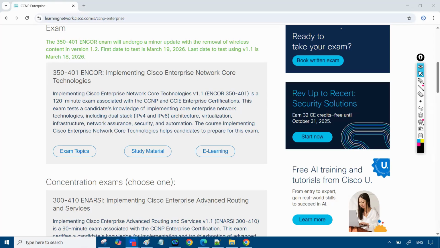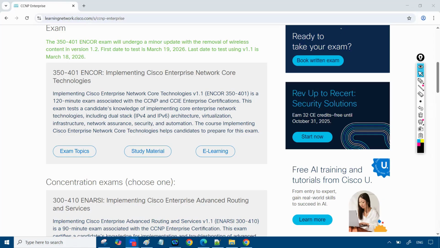So let's understand what syllabus and topics we have in the enterprise core, and how you can pass these examinations as well. This examination is 120 minutes long. It's totally objective questions. Sometimes, if you are very unlucky, you will get some labs as well. But this paper costs $400.